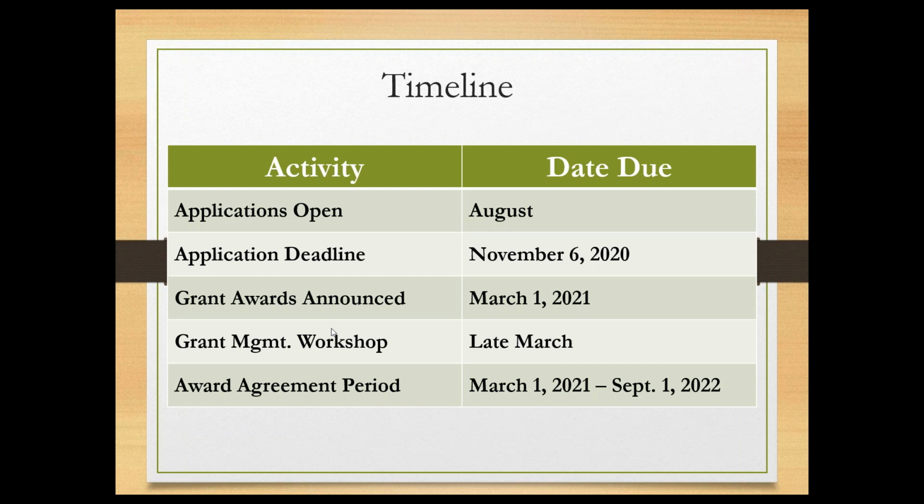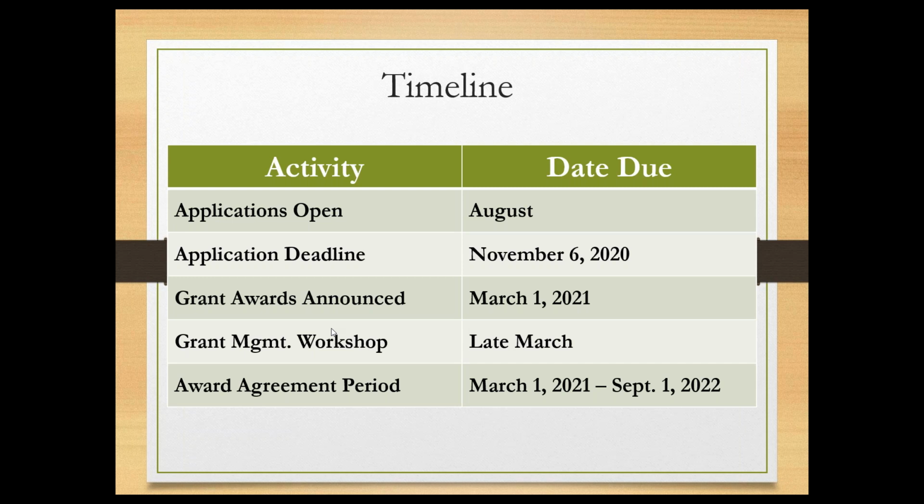I want to review the timeline just one more time. Applications are currently open. The application deadline is November 6th of 2020. Grant awards will be announced on March 1st of 2021. Whether you receive a grant or not, you will receive a notification via email through our Recreation Grants Online system. And so if you have an account in there, you will receive those notifications. Again, we give you an announcement whether you got the grant or whether you did not get the grant. So both of those. But that will happen on March 1st of 2021. Typically first thing in the morning, we send those out.